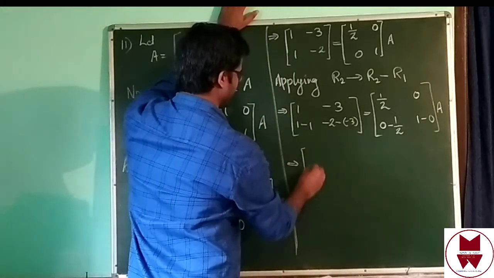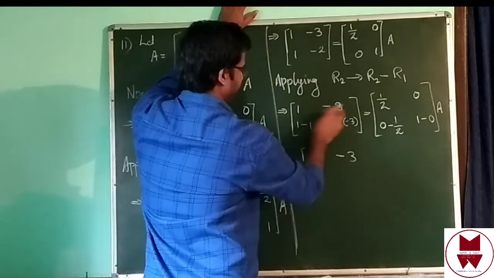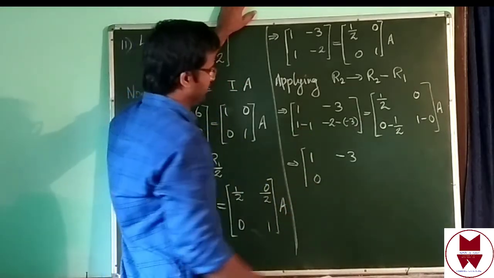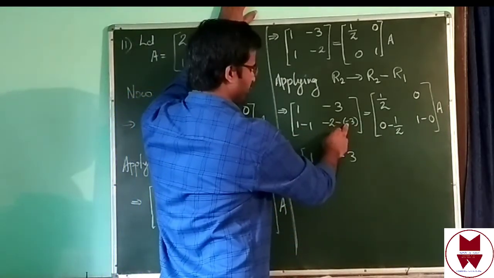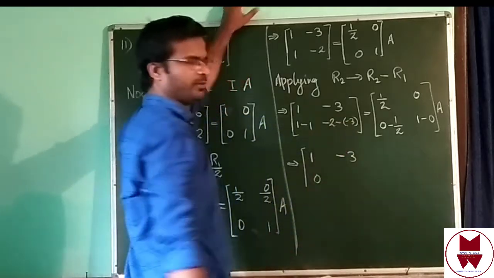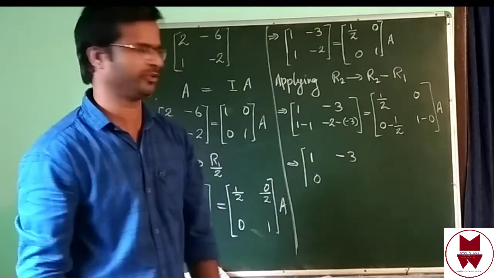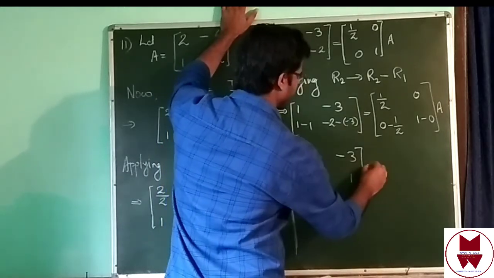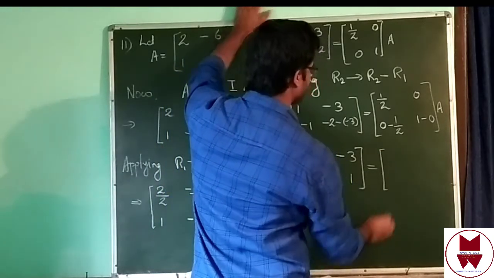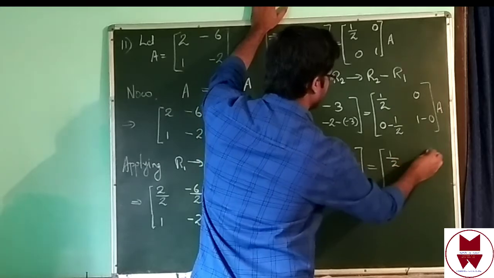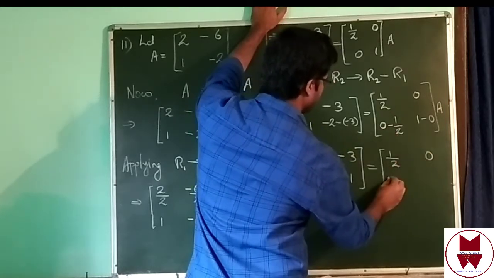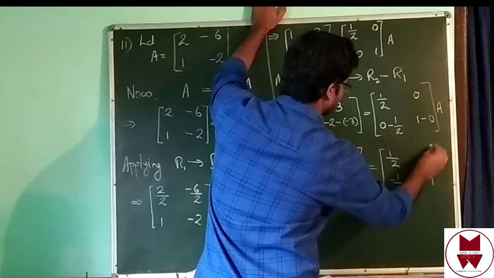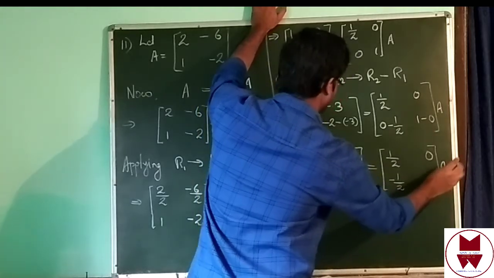That is 1 minus 3. 1 minus 3. 1 minus 1 is 0. Then minus 2 minus minus is plus. Minus 2 plus 3. How much? Minus 2 plus 3. That will be 1. 1 equal to 1 by 2, 0. 0 minus 1 by 2, you will get minus 1 by 2. Then 1 minus 0 is 1 into A.